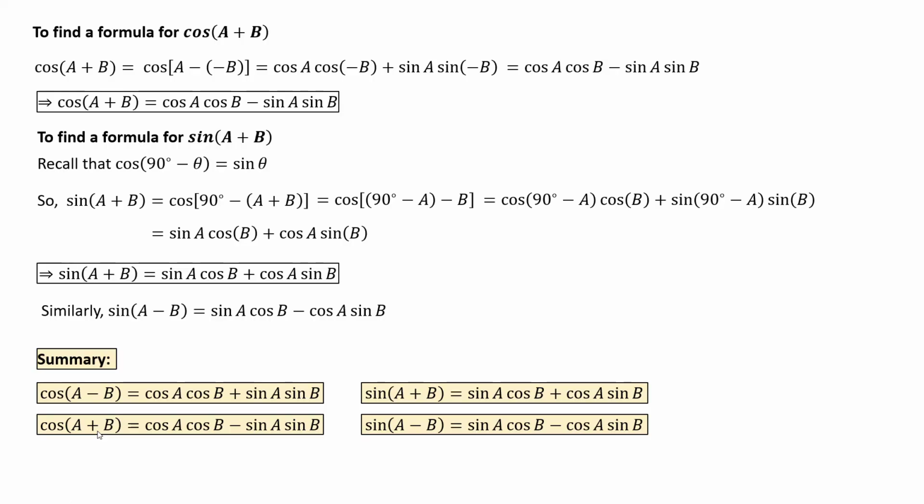You must. Cosine of A minus B is cosine A cosine B plus sine A sine B. Cosine of A plus B is cosine A cosine B minus sine A sine B. Sine of A plus B is sine A cosine B plus cosine A sine B. Sine of A minus B is equal to sine A cosine B minus cosine A sine B. You gotta be able to rattle that off effortlessly.